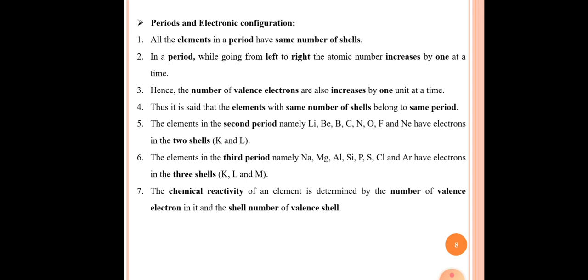The seventh point here is, the chemical reactivity of the element is determined by the number of valence electrons in it and the shell number of the valence shell. Okay, actually the chemical reactivity of an element depends on the number of valence electrons as well as the shell number of the valence shell. Okay, it determines the reactivity of the element.